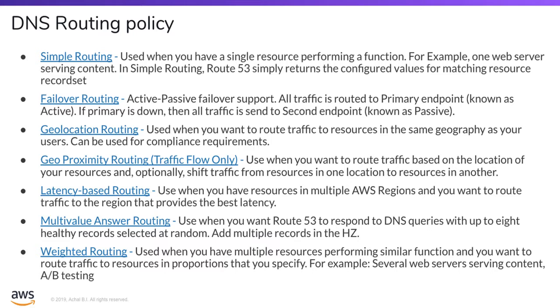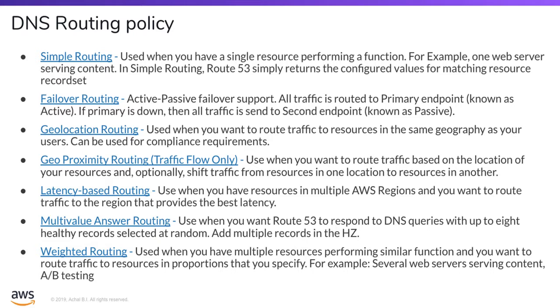There's also something called geolocation routing. This is used when you want to route traffic to the same geography as your users. It comes in handy when you want your traffic to be only within India or a particular region. You could select a country and say, I want only users from India to access this. Then you could meet those compliance requirements using geolocation routing.